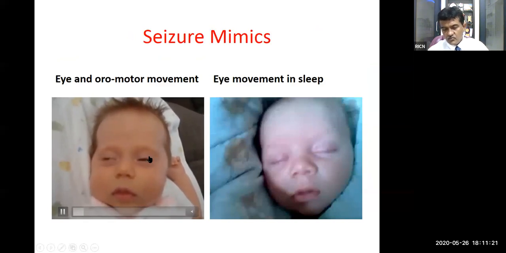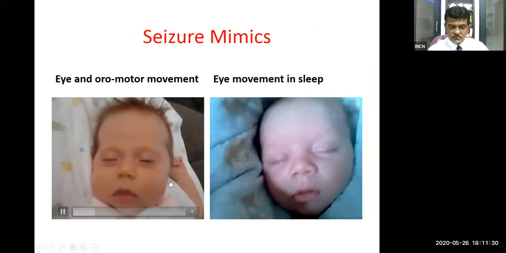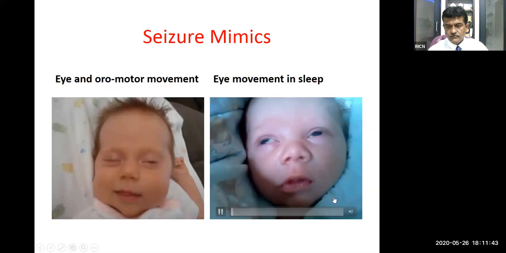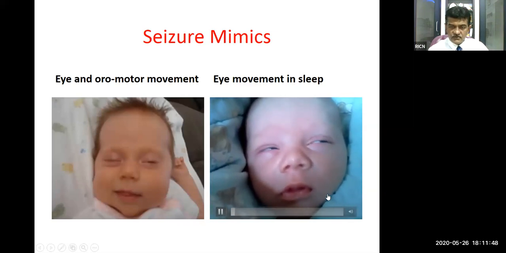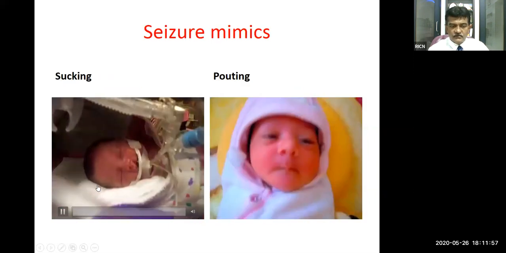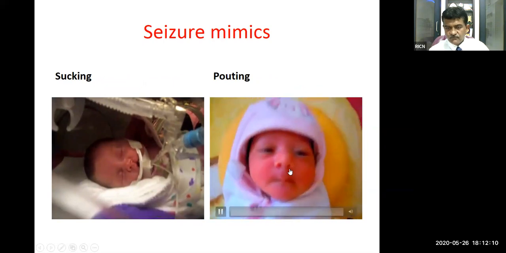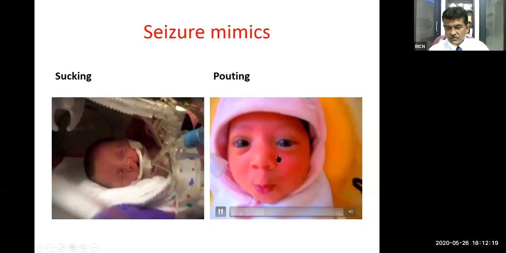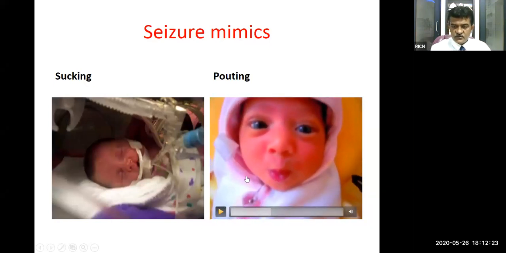This eyeball movement with eyelid movement, and sometimes subtle oromotor movement, is possible in active sleep in a newborn. It's very common, and sometimes it is confused with seizures. Subtle eyeball movement. This child is sucking the ET tube, but otherwise there is no eye staring or any other movement. So this is a normal movement. This is pouting. The child is absolutely fine, very alert. So these are all seizure mimics. You need to be careful.